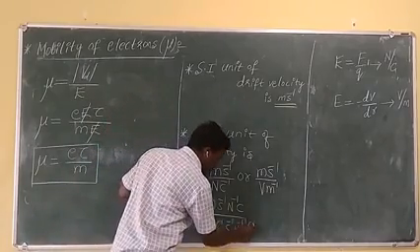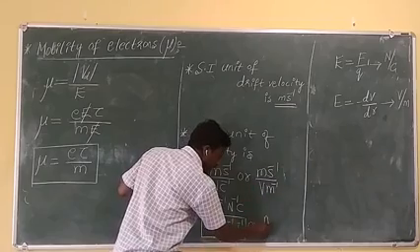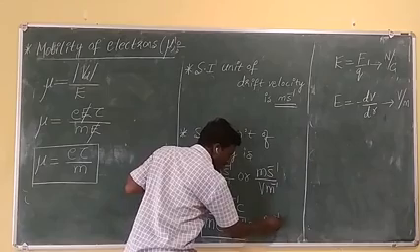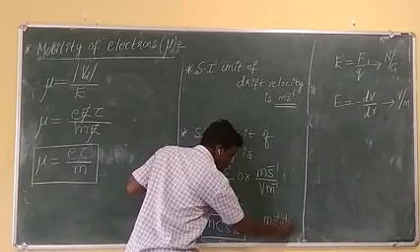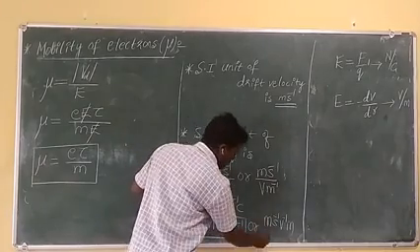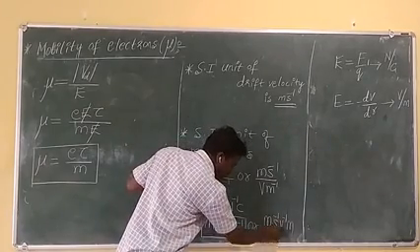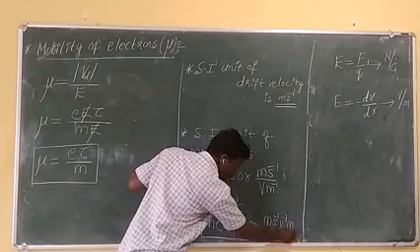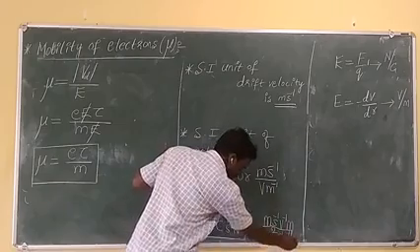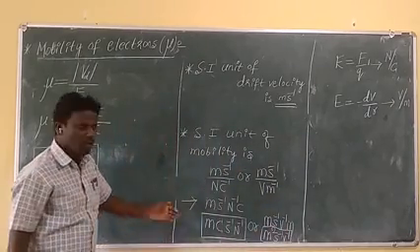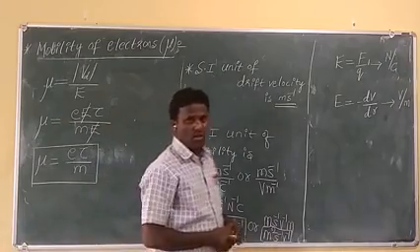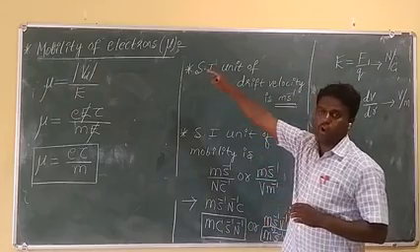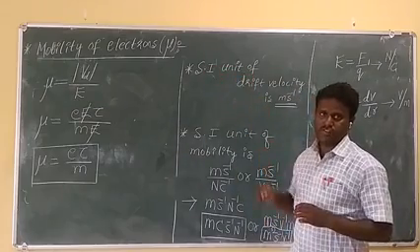Another unit: meter per second per volt per meter. So it becomes meter square per second per volt. Meter square per second per volt is another unit for mobility of electrons. This is also called mobility of charge carriers.